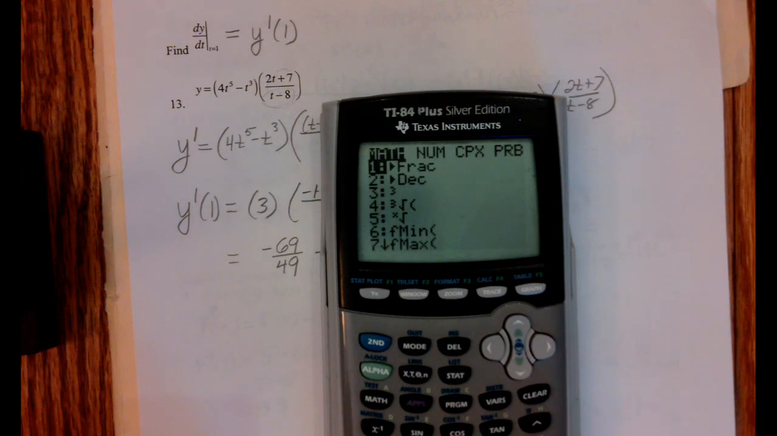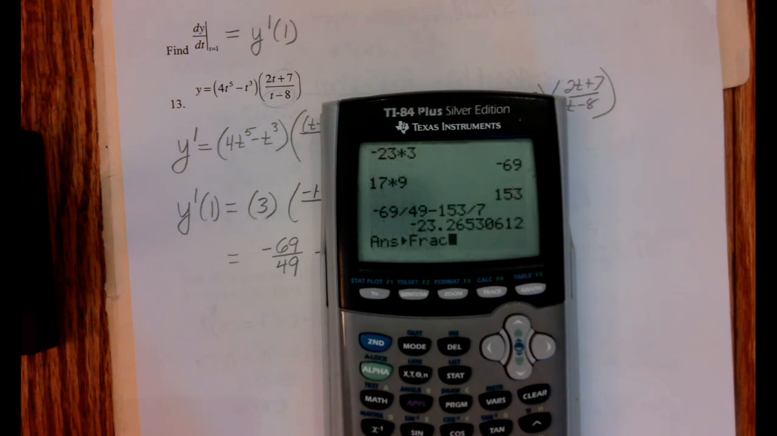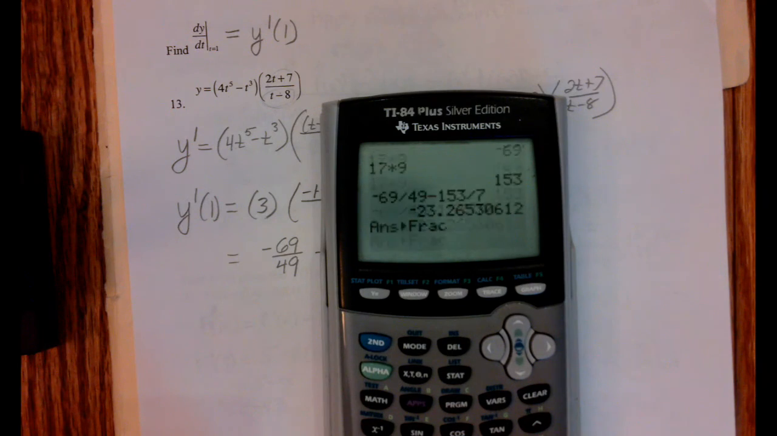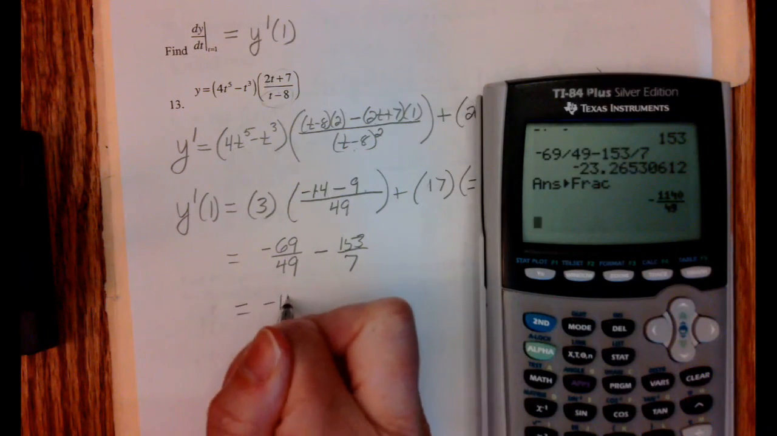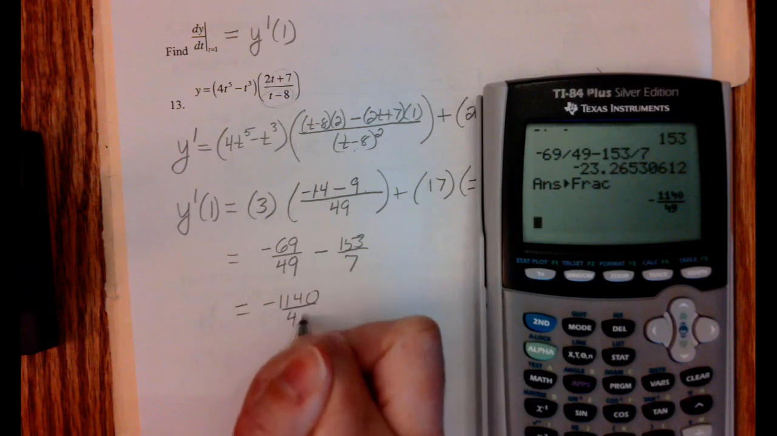So I'm going to go math, hit enter for the fraction. It'll convert the answer into a fraction. So this is my final answer, negative 1140 over 49.